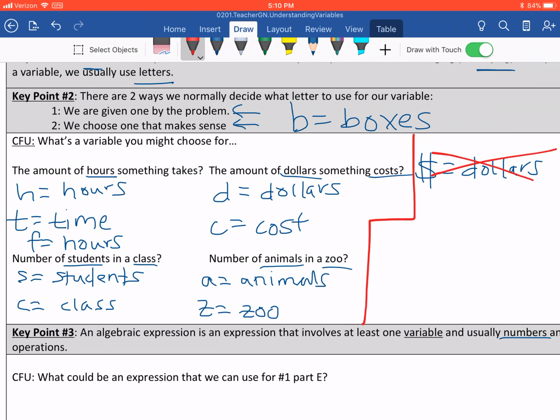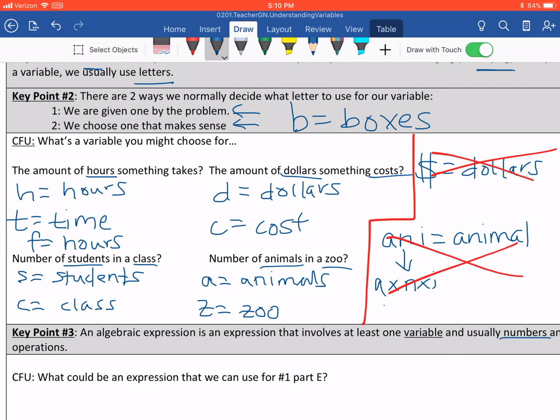Use a letter. Another thing that we might have done is we might have said something like, I want to use A-N-I for animal. The problem with this is it looks like it's the variable A times the variable N times the variable I, which is totally different from just A-N-I for animal. So if you want to use something for animal, it doesn't need to be 3 letters. It can only be 1 letter. Do not pick a variable that has multiple letters, because then it looks like it's different variables. So just 1 letter.